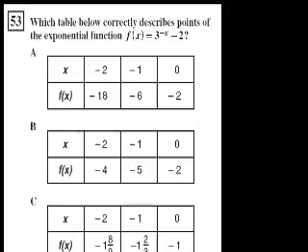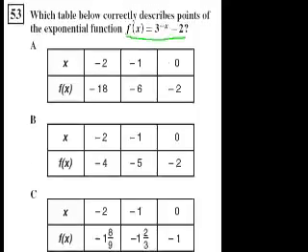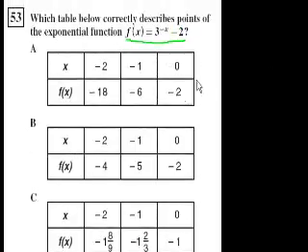We're on problem 53. Which table below correctly describes the points of the exponential function f of x is equal to 3 to the minus x minus 2? And they all input the same x values, as far as I can tell. Yeah, they all input the same x values. So let's just figure out which choice works.